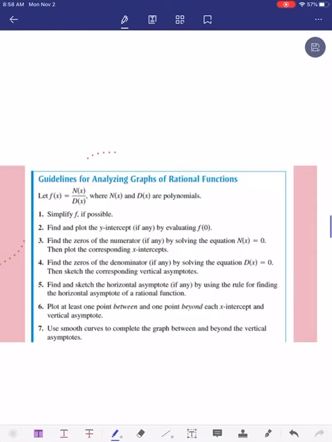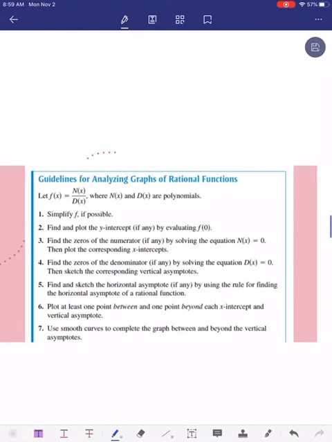Our first thing is we want to simplify if possible. Next, we want to find and plot the y-intercepts. And then we want to find the zeros, or in other words, the x-intercepts. Our next thing is we want to find the zeros of the denominator, which are going to give us the vertical asymptotes. Then we want to find our horizontal asymptotes by looking at the degrees. Then we want to plot at least one point between and beyond each x-intercept and vertical asymptote. And then we will connect everything together.